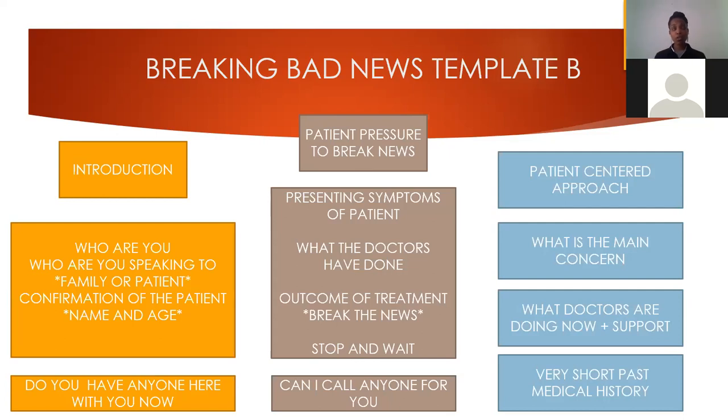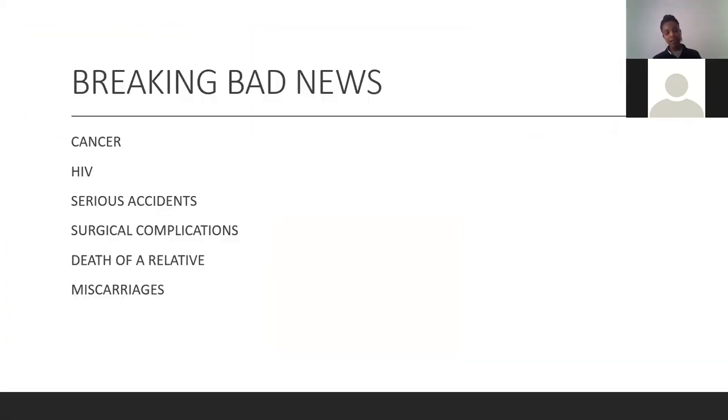All right. Then you can say, so when did you start noticing these symptoms? Was your health always like this? Or was there a period in your life where you were healthy? When did you start noticing the decline? You have to gather data from all your patients. You have to manage the data that you've collected and just add your interpersonal skills as a little bit of salt. Okay, so breaking bad news, you'll find so many different cases in the NHS: cancer, HIV, serious accidents, surgical complications, death of a relative, miscarriages.